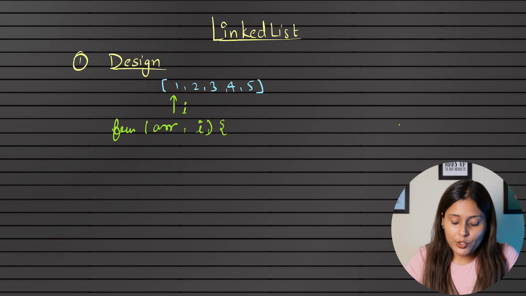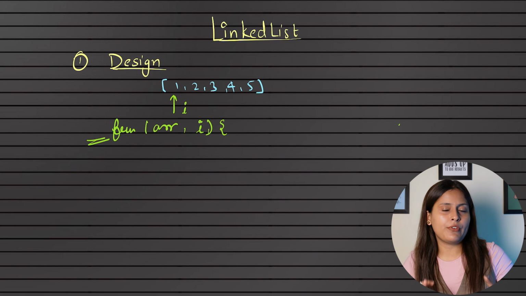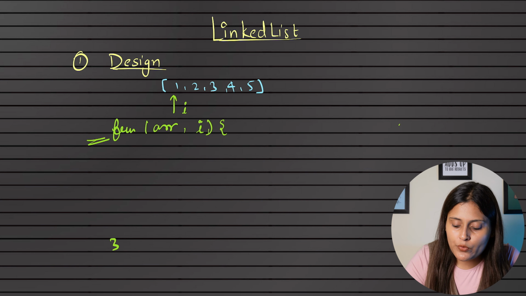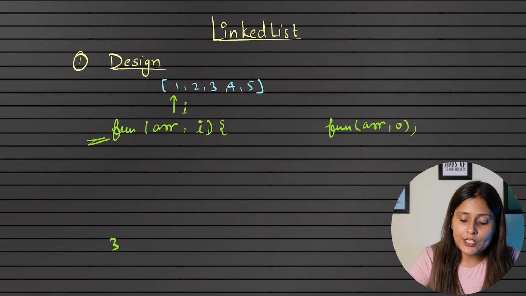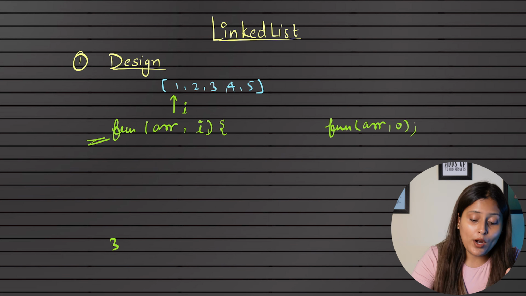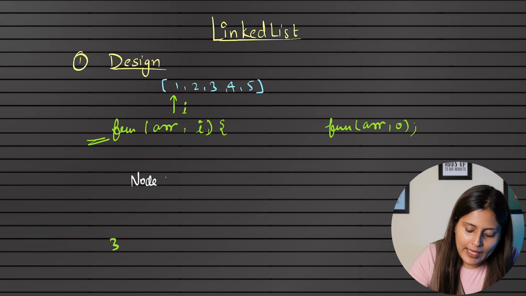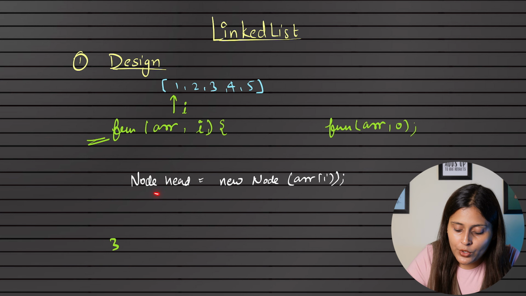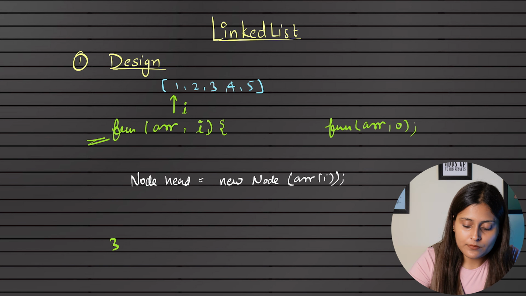Okay. So what we'll do, as you can see, in another function we have array and we have index. So definitely we want to start from index 0. So we'll call this function with the same array and we'll send 0. Initially we have i equal to 0, so definitely no base case check. But we make a new node. Let's say node head is equal to new node with array of i. Initially as i is 0, the new node will have value 1.